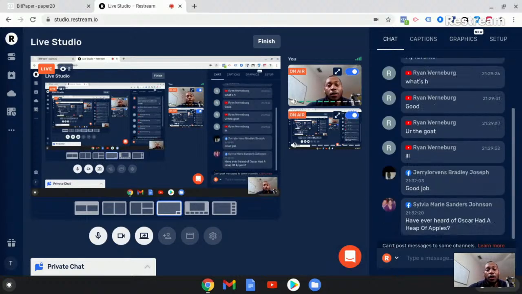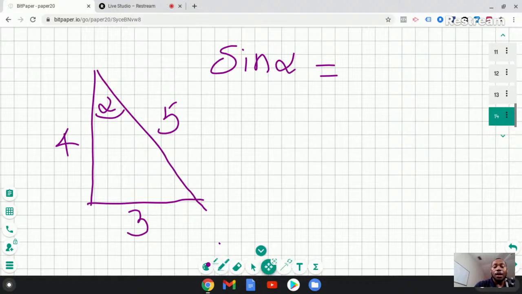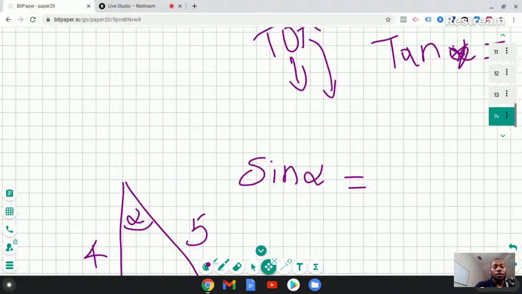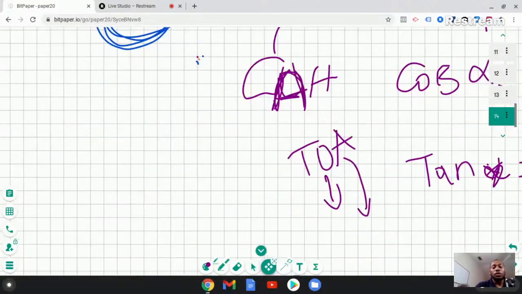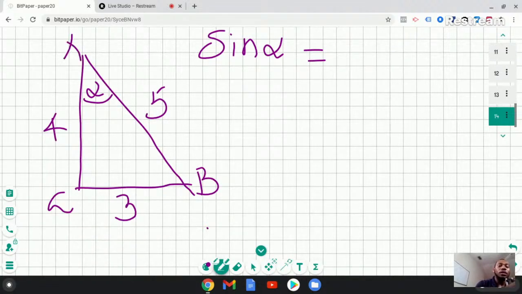All right, cool. So now let's make this happen. Let's say we need the sine of the angle alpha. How do we find this? We know it's the opposite side of the angle, and I will name them the same way. I think this was C and this was B. So right here is B, this is C, and this is A.